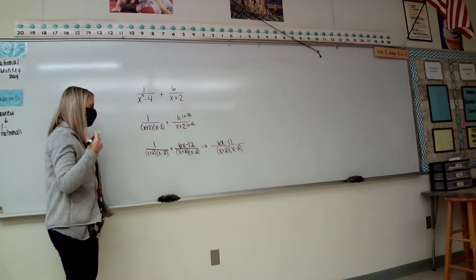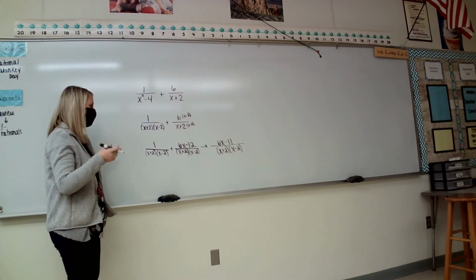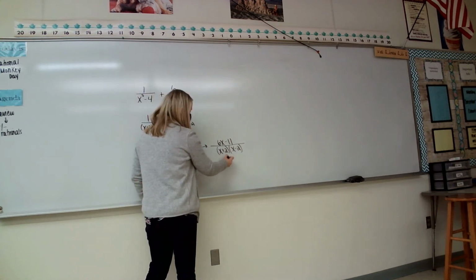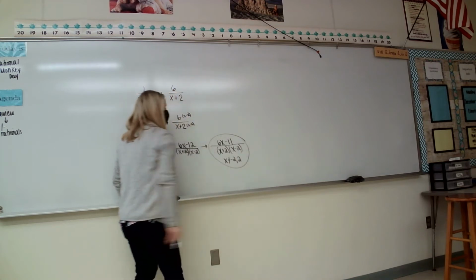There's nothing else I can really do. I can't factor the numerator. There's no common factors or anything like that. So all I'm going to do is write my restrictions. x cannot equal negative 2 or positive 2. And that would be my final answer.